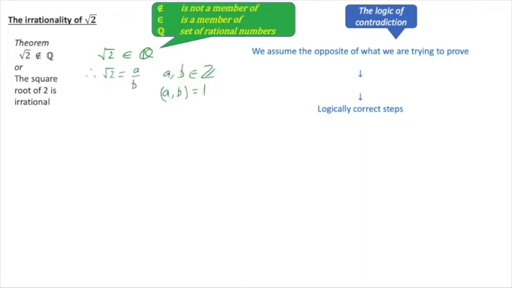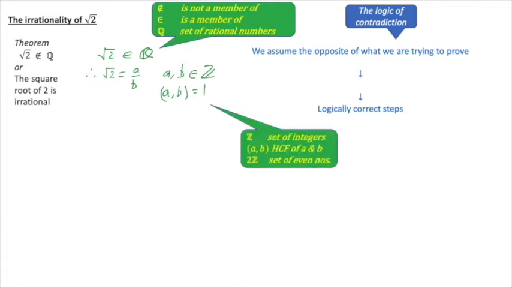Then we do our logically correct steps. So the first thing we do is, if root 2 is a member of Q, then it can be expressed as a fraction, a over b, where a and b are in Z, which is the set of integers, and the bracket a comma b is 1. Brackets a comma b means the highest common factor of a and b. So the fact that we've stipulated that the highest common factor of a and b is 1 means it can't be cancelled any further. So this is a fully cancelled down fraction. We'll come to 2Z in a minute. That is the set of even integers.